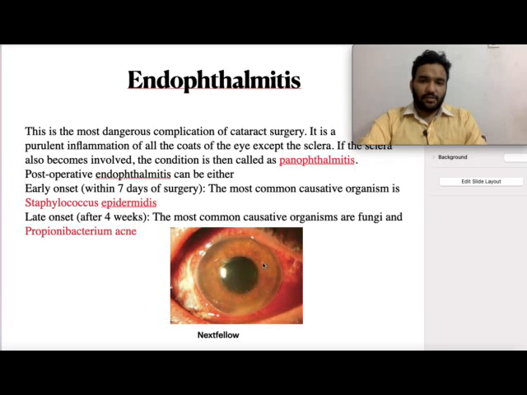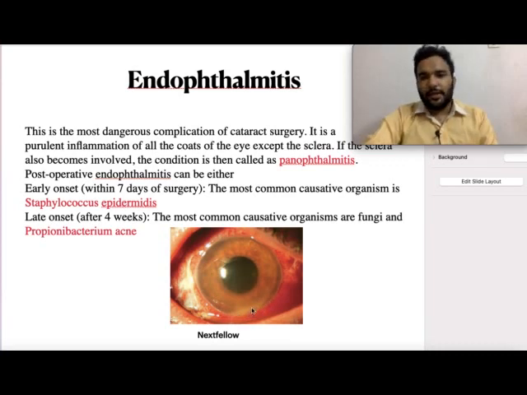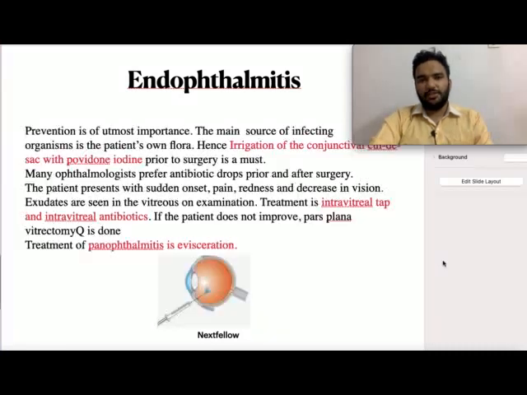As you can see, there are cells, a lot of inflammation going on, and here is a purulent suppuration. We have to dilate and see all the vitreous. If there is exudate there, then it's very dangerous. So how we prevent it is more than important. The main source of infection is the patient's own flora. So we have to irrigate the conjunctival cul-de-sac with povidone iodine prior to surgery. Many ophthalmologists prefer antibiotics before and after surgery, but it's not been proven. But again, it's always better to use antibiotics. Without antibiotics, we'll feel a little guilty about not using them.